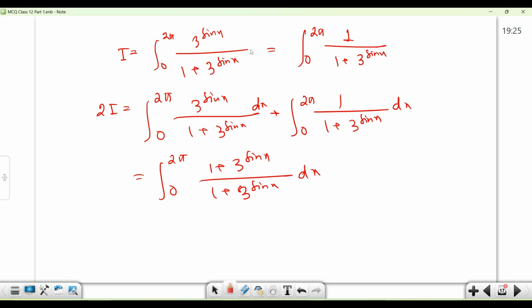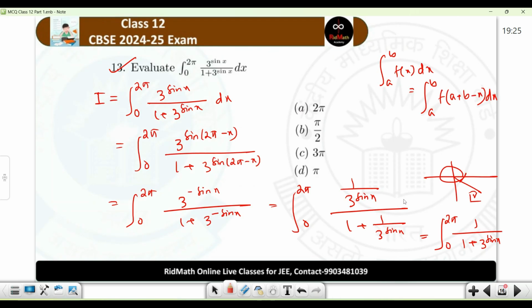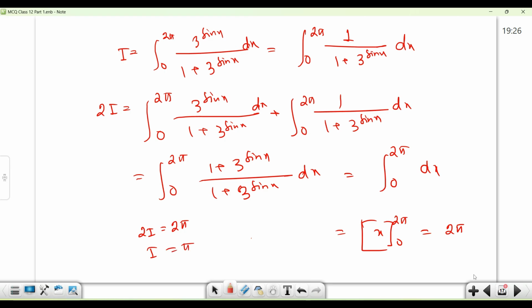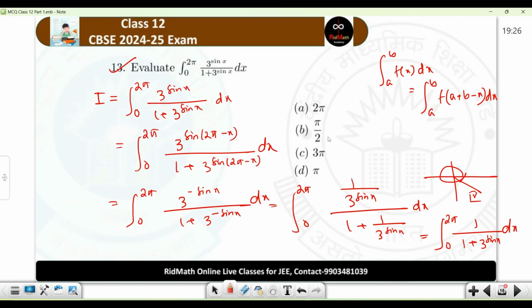Everywhere it is dx. So that is equal to the integral from 0 to 2 pi of dx. That means x from 0 to 2 pi, so that is 2 pi. So 2I is equal to 2 pi, so I is equal to pi. That means the integral I is equal to pi. The answer is option D, pi.